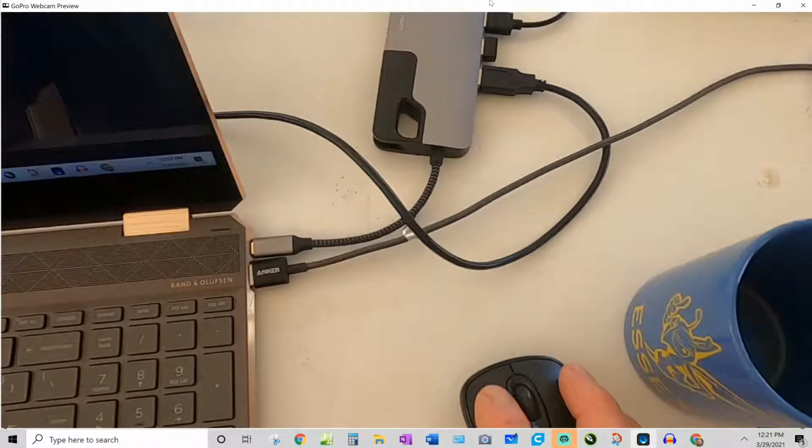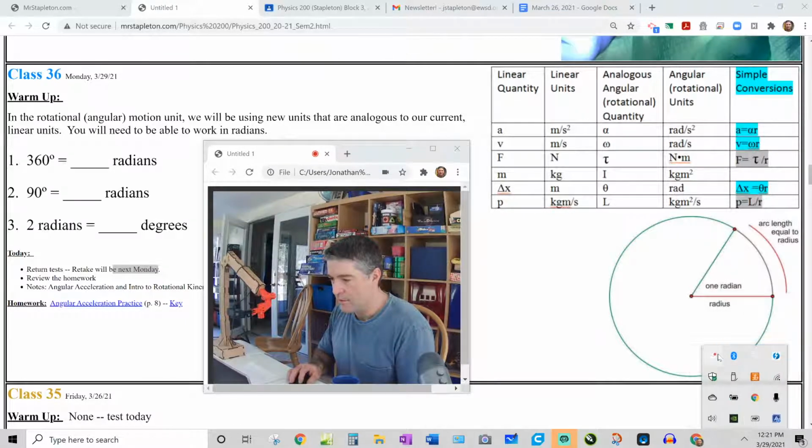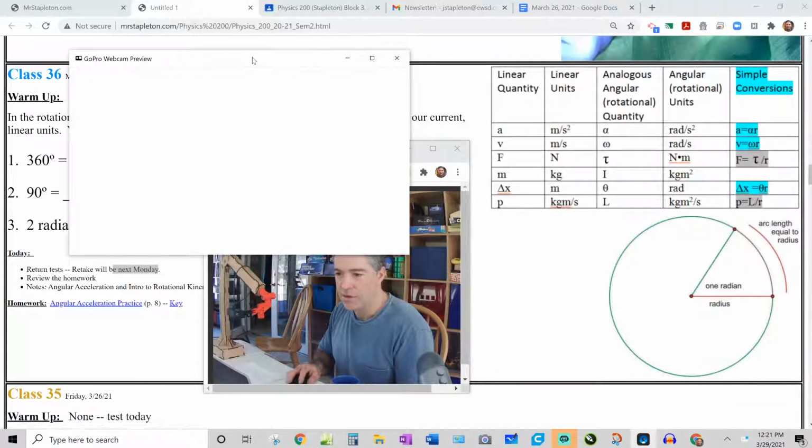Oh, looks like my GoPro has decided to freeze up, so give me a moment. I don't know why it does that. I had everything going great a little while ago. Oh, never mind. Maybe I just didn't click. I was thinking it was because I'm streaming I couldn't get this going.